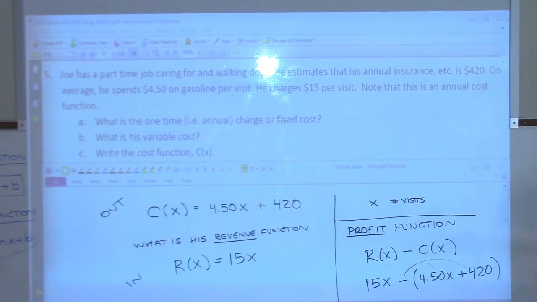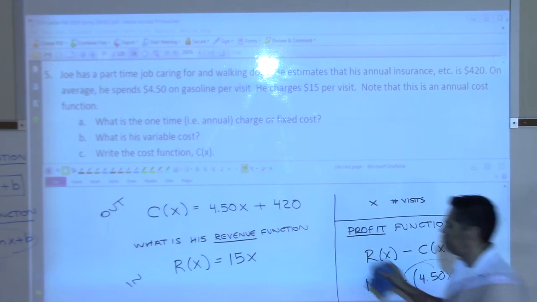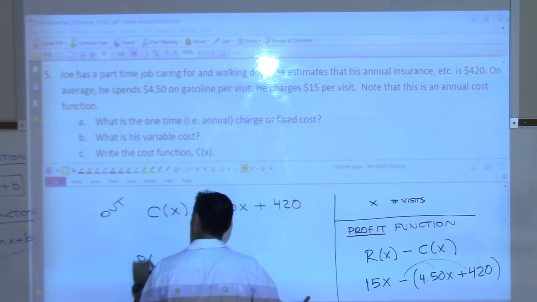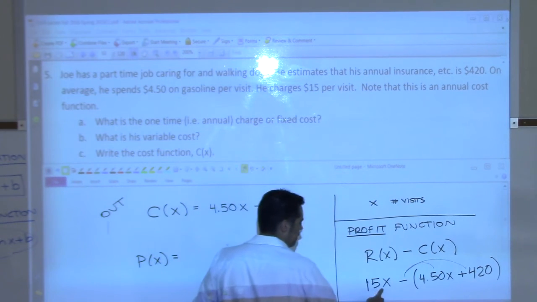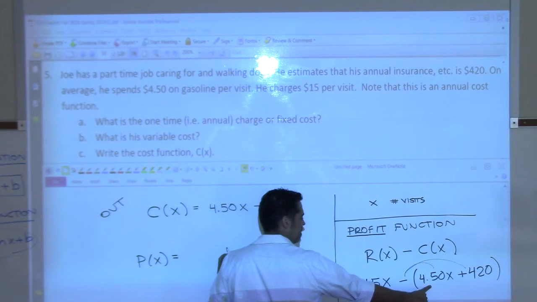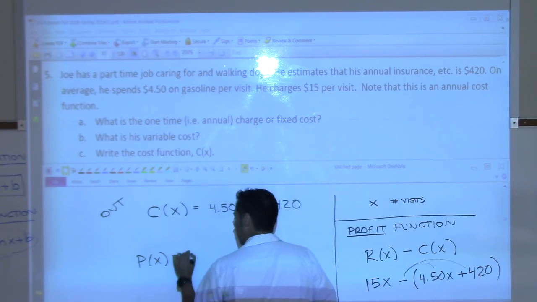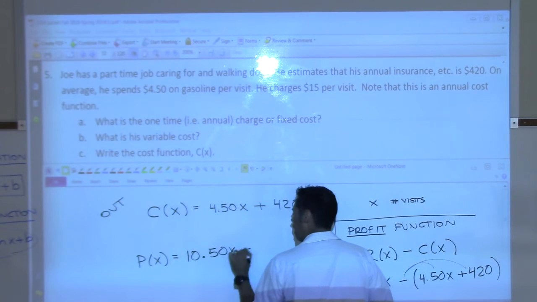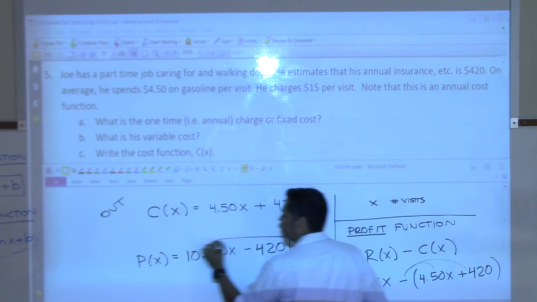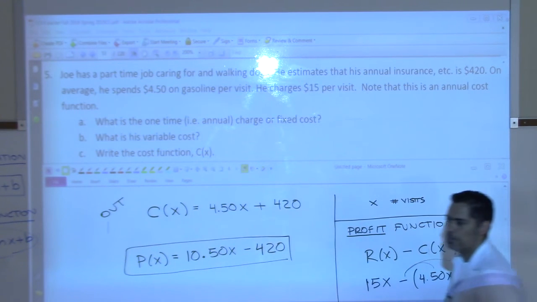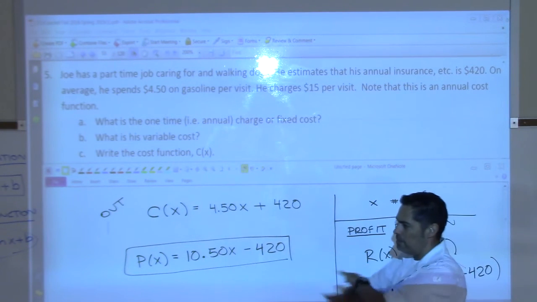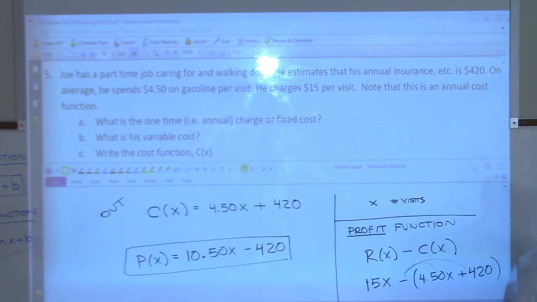All right. Let me write down what this is. This is going to be our profit function is, what's 15 take away 4.5? 10.5. So we get 10.5x. And then we distribute the negative through minus 420. This is his profit function right here. This is it for his business. So can you tell me right now, if he has this company and he doesn't do any jobs over the year, how much is he going to make?